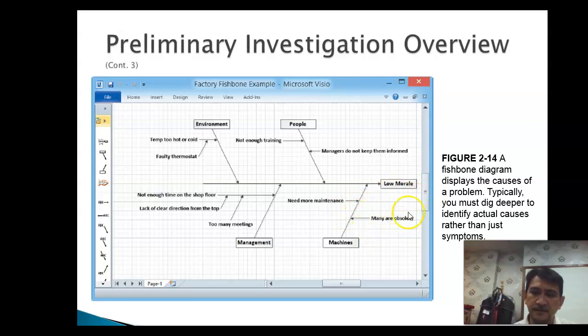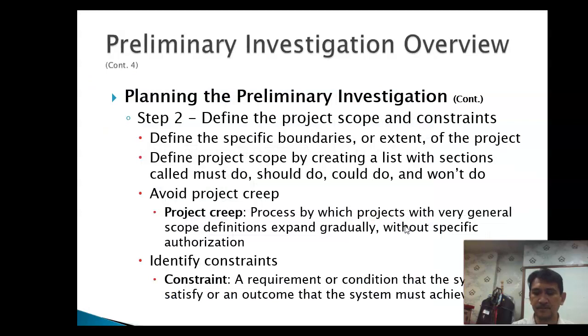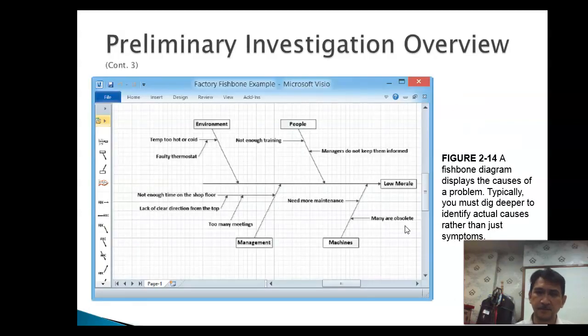And another symptom, many are obsolete. Sorry. Okay. So these are the factors, and the problem is with the low morale. The civic consciousness is very low. Right. So once we identify the problem, then we can just tackle that problem, and inshallah we'll solve the problem, right?